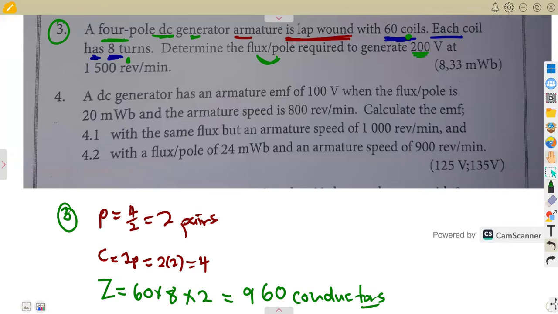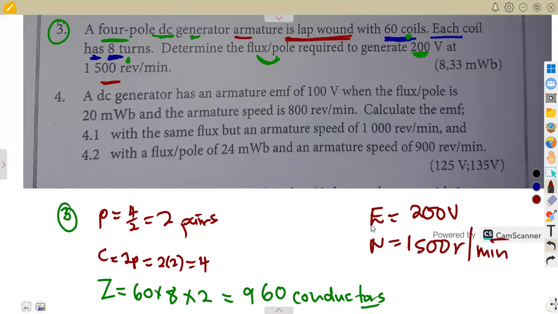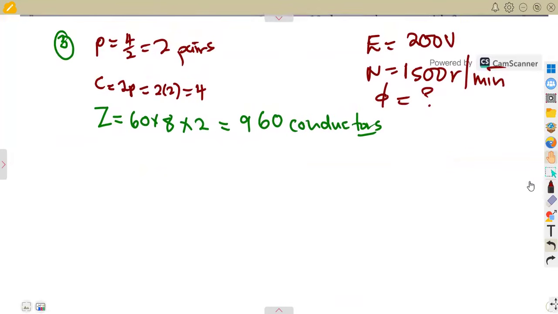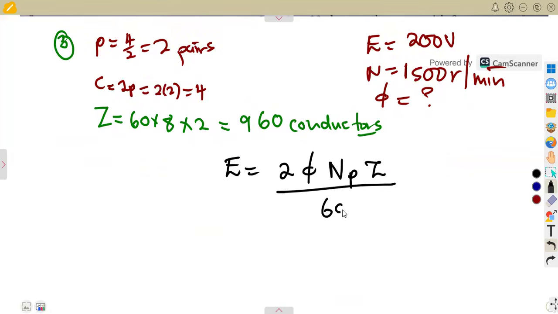So you're given the generated EMF, which is 200 volts at this speed. And our speed is in revolutions per minute, which is 1000 revs per minute. So what we need is the flux per pole. So what is the flux per pole? As we can see, it's a similar part to the previous question, where we just need to make the flux, the useful flux, the subject of the formula from what we are given.